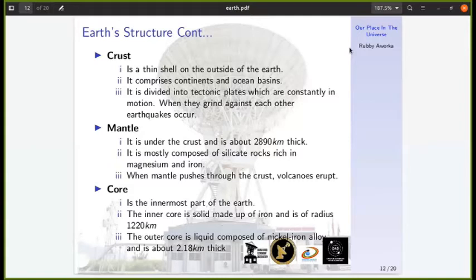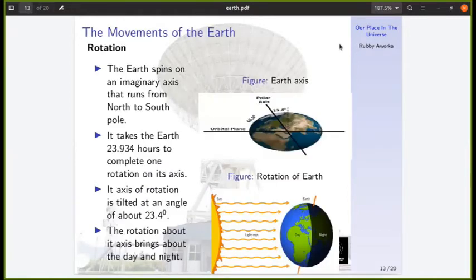So knowing about the Earth's structure, how does the Earth move? So look at, so the Earth spins on an imaginary axis that runs from the north to the south pole, and this imaginary axis is tilted about 23.4 degrees, and it takes the Earth 23.934 hours or 24 hours to complete one rotation about this imaginary axis.